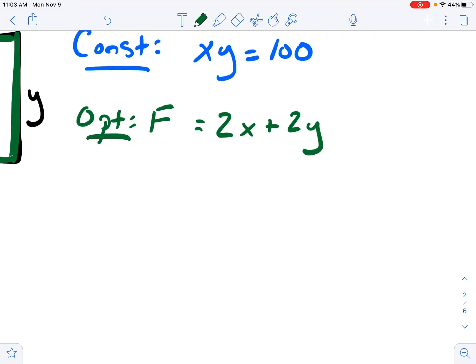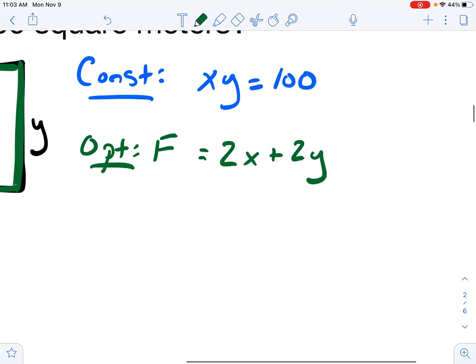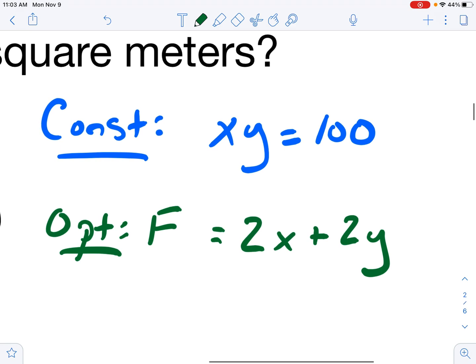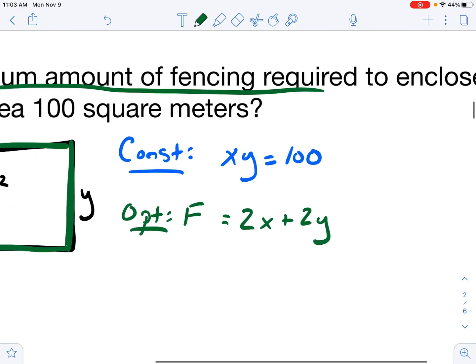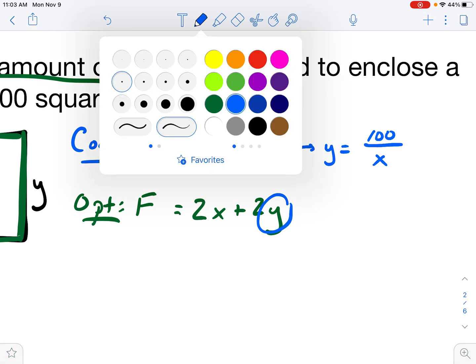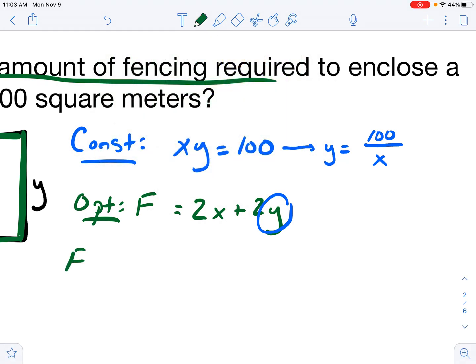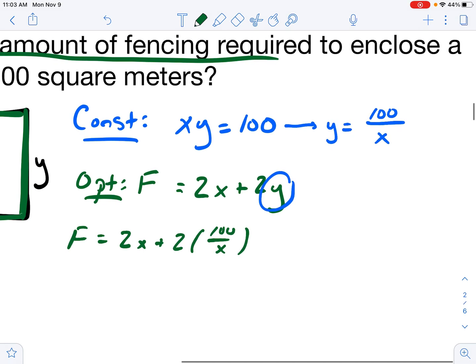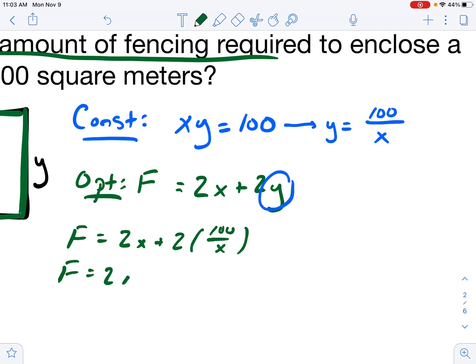Okay, so I did f for fencing equals 2x plus 2y under the given constraint that x times y is 100. Okay, but again, constraint equal to some number, optimization variables on both sides. Now, again, let's choose a letter to get by itself. I'll just go with y here. Y is 100 over x, and that's what I'm going to sub in to my optimization. And cleaning this up a little bit, that's 200 over x, or 200 times x to the negative first.